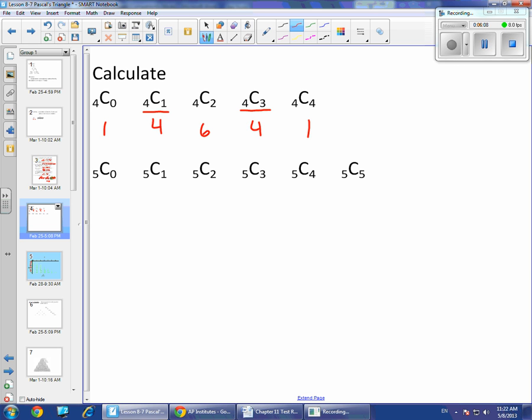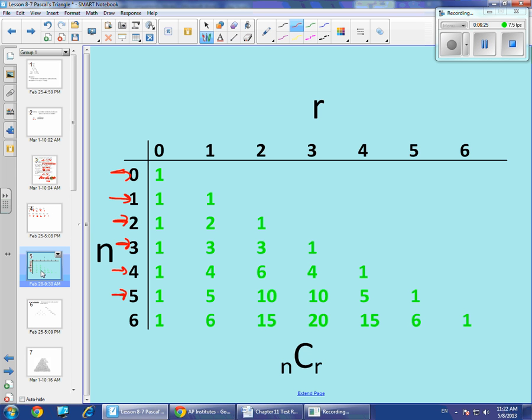Now if you do the same thing with the 5s, you get 1, 5, 10, 10, 5, 1. So these are all the possible combinations for 4s and 5s. Now when you start doing more of them, notice here, there's my 4 row, there's my 5 row. But if I do all the possible combinations that start with 3s, 2s, 1s, 0, and 6, and I stack them on top of one another, you can start seeing patterns.